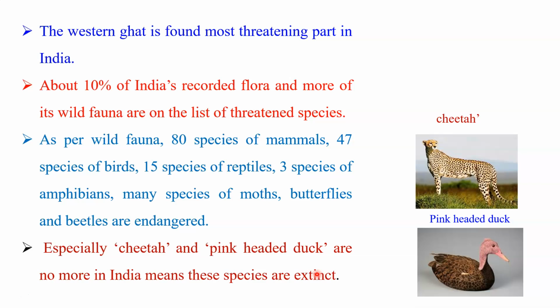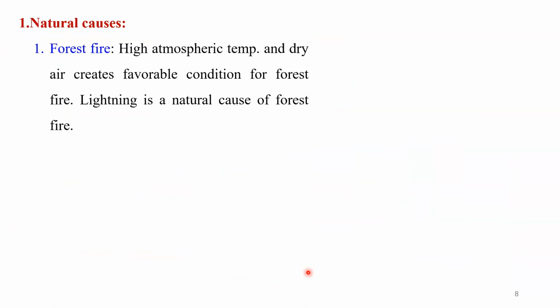So this is a very negative impact we observe in India with respect to the loss of biodiversity. These things are very important if you want to preserve the biodiversity in India, so we have to protect this type of thing. But unfortunately, like the cheetah or the pink-headed duck, we don't see them in India. So that is a very important thing that we have to keep in our mind.